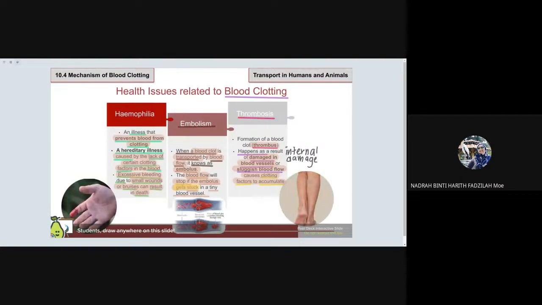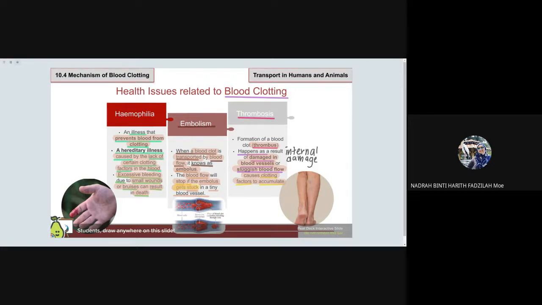And then last kali kita discuss mengenai 3 penyakit yang berkaitan dengan blood clotting. Sama ada dia buat excessive blood clotting, thrombosis, atau blood clot tu travels around the blood vessels, embolism, atau dia tak ada ability untuk buat blood clot. That is the disease hemophilia.